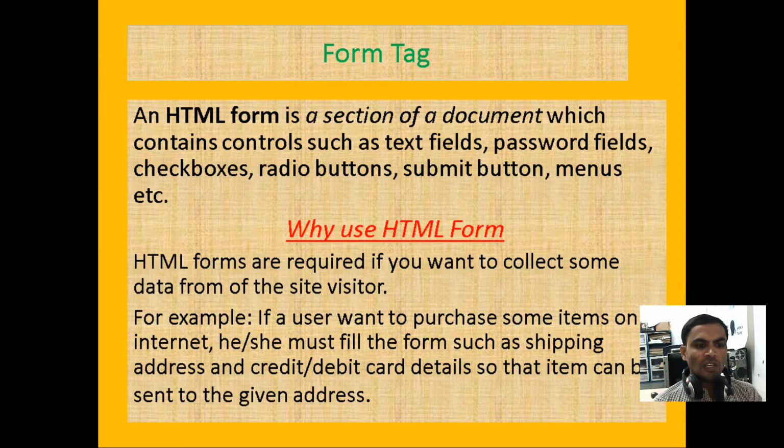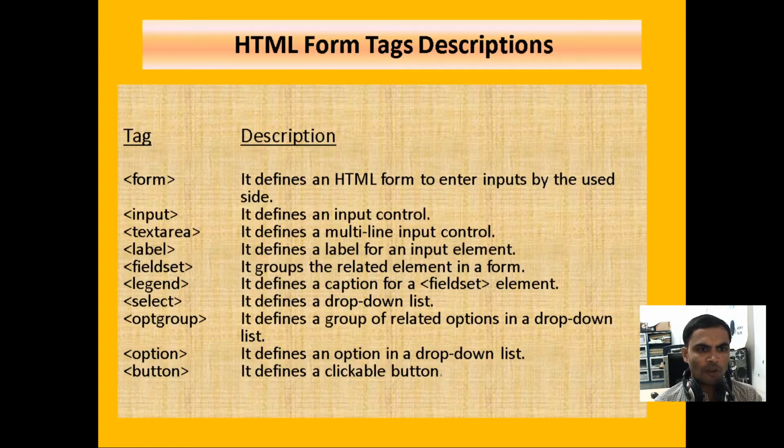For example, if a user wants to purchase some items on the internet, he or she must fill in a form, such as the shipping address and credit card or debit card details, so that the items can be sent to the given address. We are collecting the information. Suppose you are purchasing a product online: first we select the item, after selecting the item we fill in our shipping address, then we go for the payment. The document is designed in the form of a form.